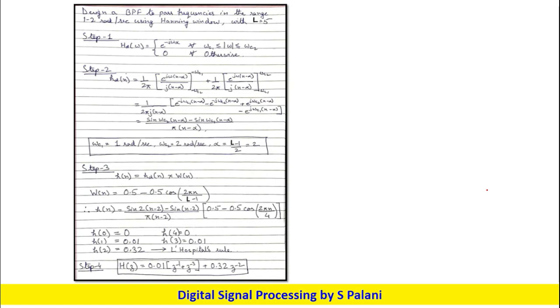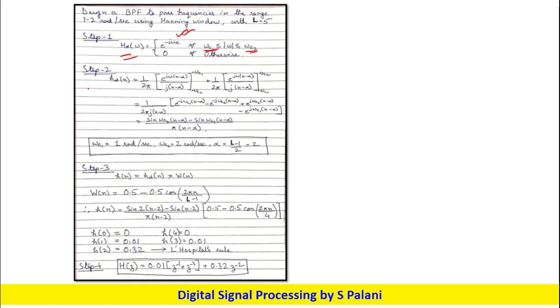Now coming to the next question: design a band pass filter to pass frequencies in the range of 1 to 2 radians per second using Hanning window with L equal to 5. Okay, so here what we have, H_d(omega) equals to this thing, and then omega c1 to omega c2, it will be allowing the frequency components to pass through.